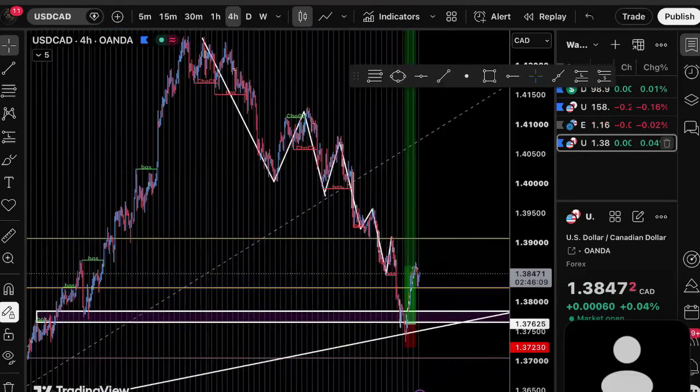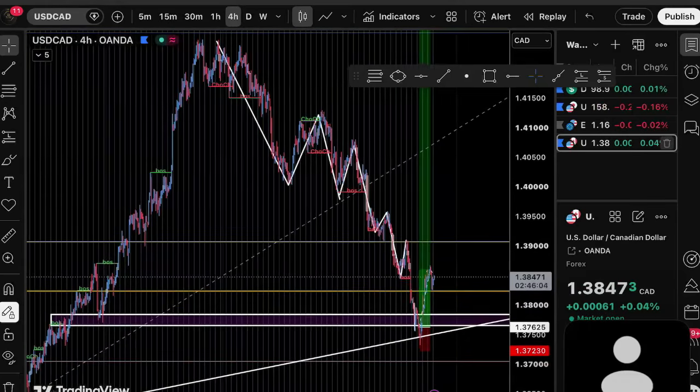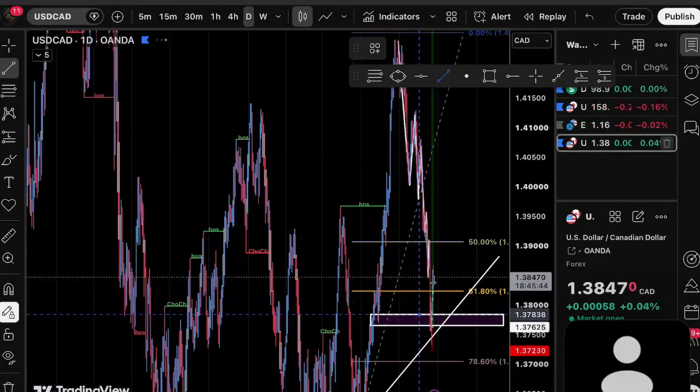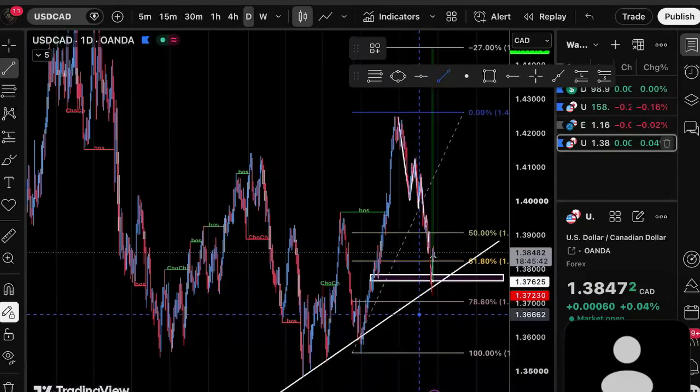Okay, so I looked at the daily. I'm looking at this area right here to confirm. This area right here is where I'm looking for my higher low because I know the 61.8 is the area that I want to enter off of. But before I enter there, can I get some type of reversal somewhere in this area? So higher low on the daily, here.